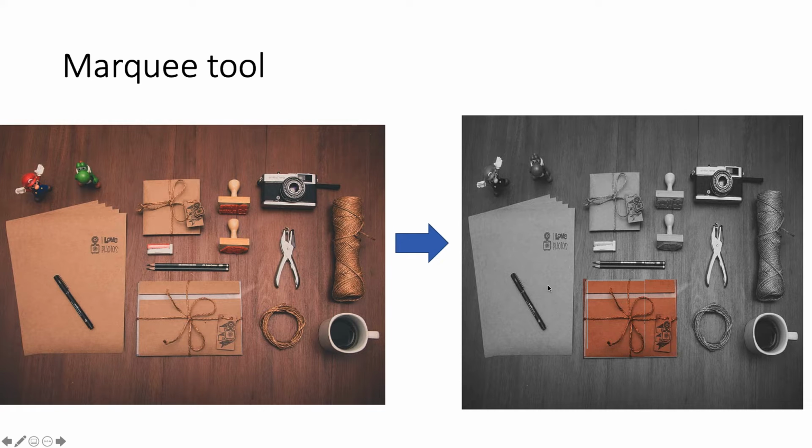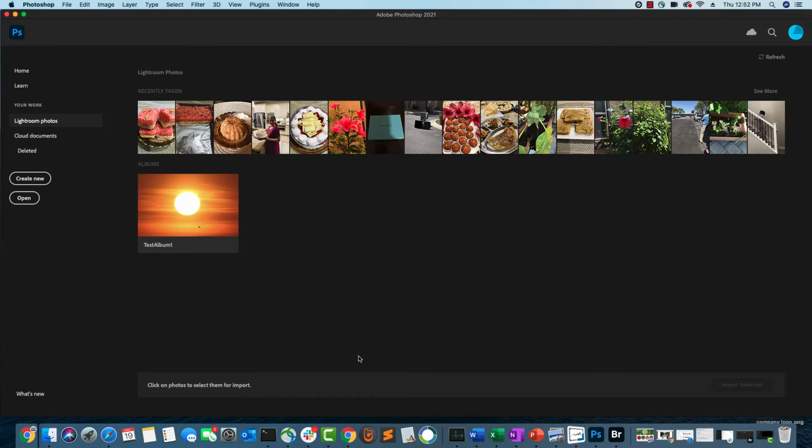So this can be achieved with the help of a marquee tool in Photoshop. So let's see how we can do that. Let's see how we can use marquee tools to target only the selected part of the image.